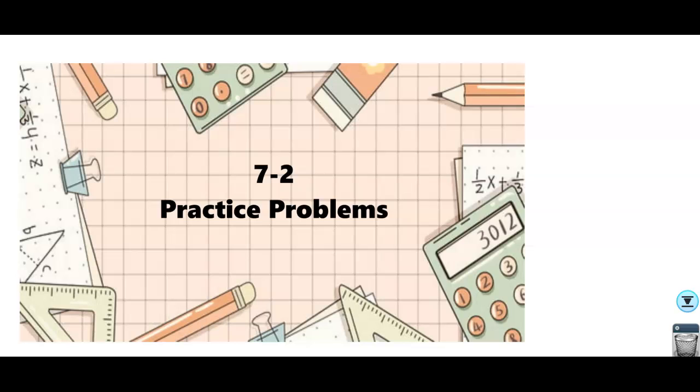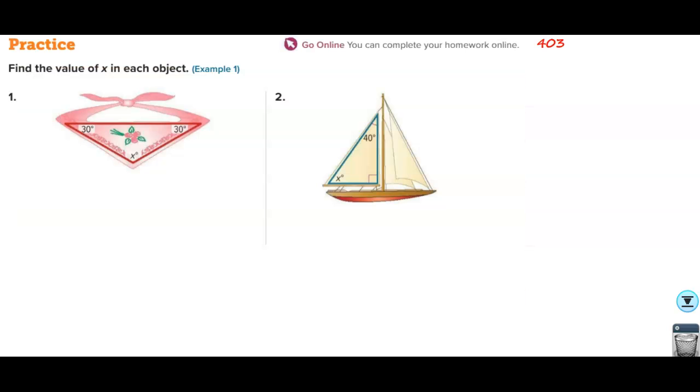And I'm back with the next exciting adventure in lesson 7-2, angle relationships and triangles. These are your practice problems, and these will be the problems that you will find on the McGraw-Hill website. They are also in your workbook on page 403. Okay, let's see. Practice problem number 1, find the value of x in each object.